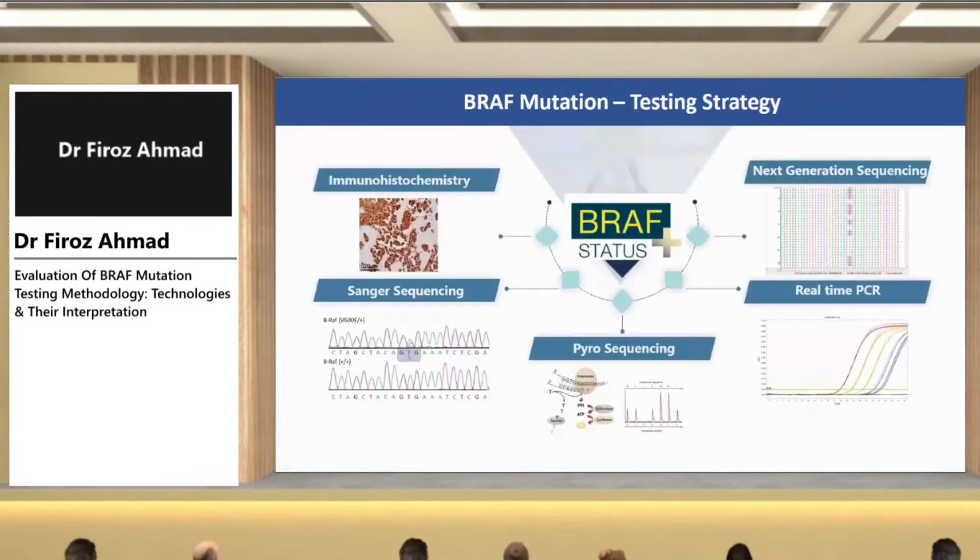If you look at the testing strategy, there are different types of mutation testing strategies. Some of them are immunohistochemistry, Sanger sequencing, pyrosequencing based assays, real-time based assays, and next generation sequencing. So how these tests are performed and what the interpretation is, we will discuss in brief.